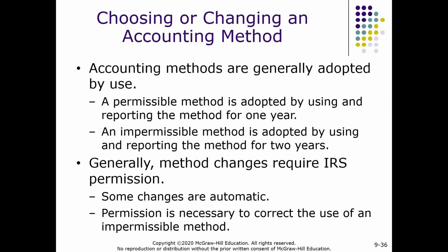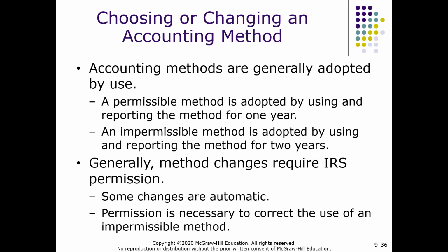Choosing an accounting method. Now, choosing an accounting method sounds more complicated than it really is. Generally speaking, this is a discussion that you want to have with your client when they first set up their business. Oftentimes, the client will come to you and they've already chosen one. A permissible method is adopted by using and reporting it for year one. In other words, you don't have to do a fancy form. All you have to do is check the box when you fill out the tax return, and it's done. Life is really good with that.